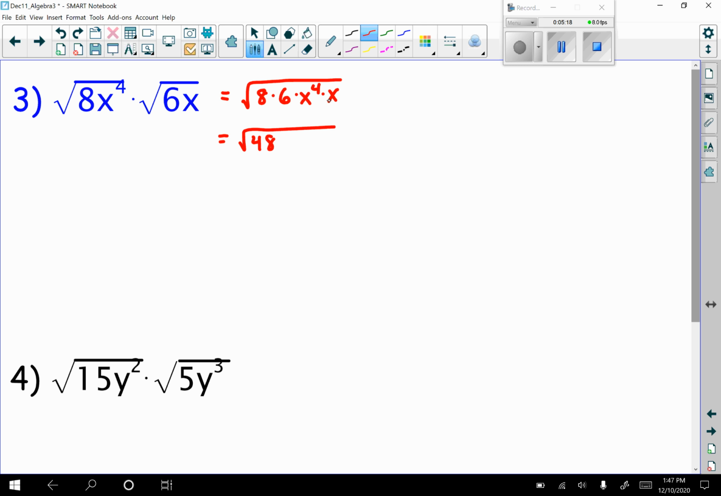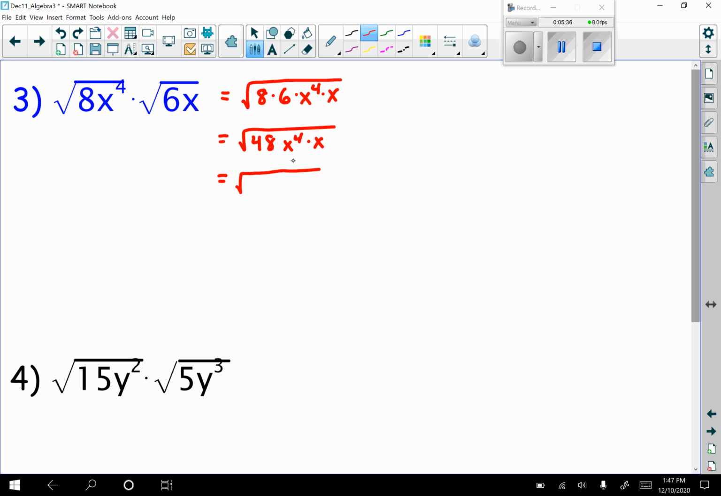And to be honest, I just want to leave the x's this way. Because if I multiply them together, I would get x to the fifth, and then I'd have to go back and rewrite them as x to the fourth times x anyway. So I'm just going to leave it this way. Now 8 times 6 isn't helping us to simplify the 48, so we have to think of something else.